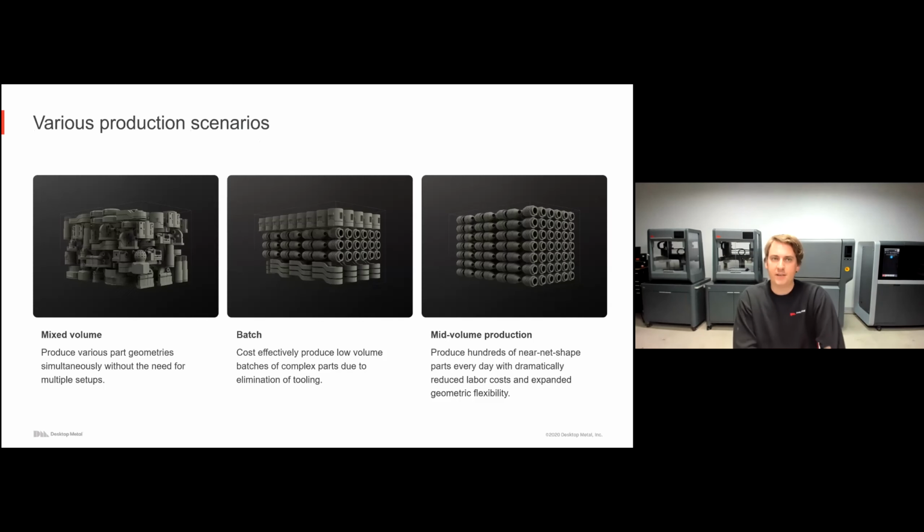You can see the various different production scenarios that are possible. You could do something like on the left where you're doing a mixed volume, where maybe I want to print 10 or 20 different geometries all mixed together, all at the same time. If I have a lot of one-offs that I need to produce, you can do batch production where maybe I need to produce 10 of 3 different geometries or 100 of 3 different geometries, put them all together in a build box and print them all at once. And you can even do this mid to high volume production where we're producing hundreds or thousands of the same part per day, mixing all those parts into one build.